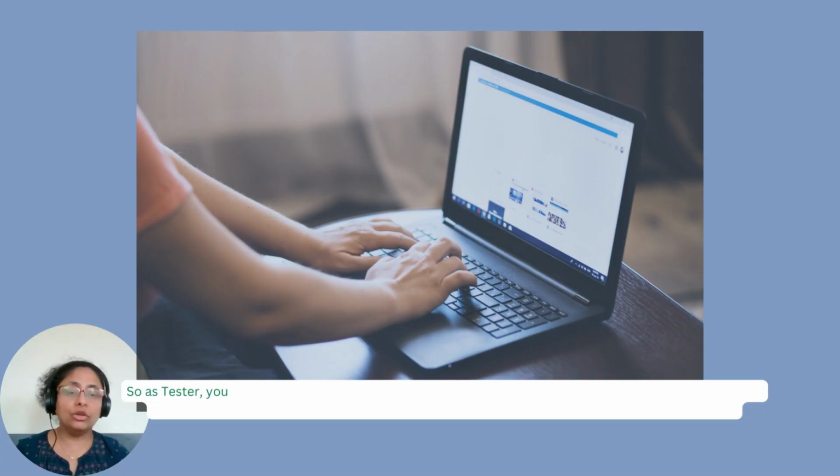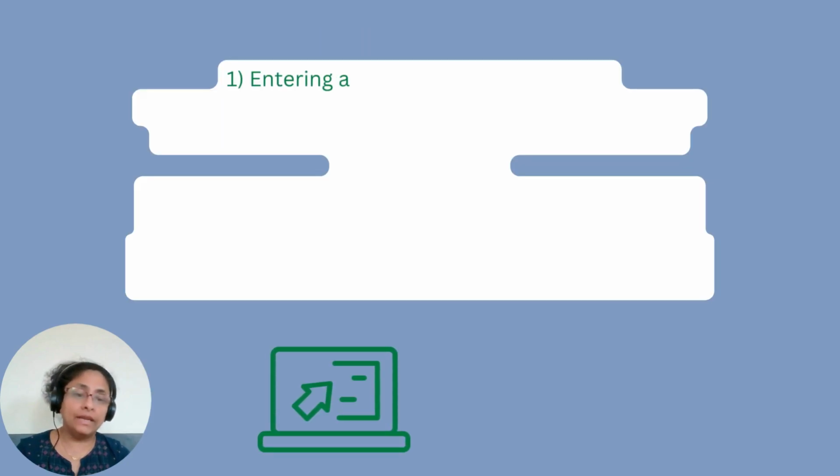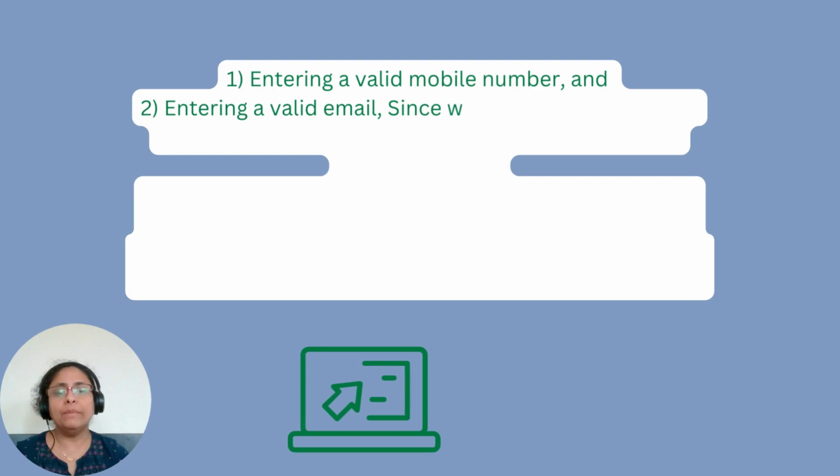So, as a tester, your role is to test the field by entering the valid and the invalid mobile number both one by one into this field. So, what could be the valid scenarios for this field? The valid scenario could be first entering a valid mobile number and second entering a valid email.